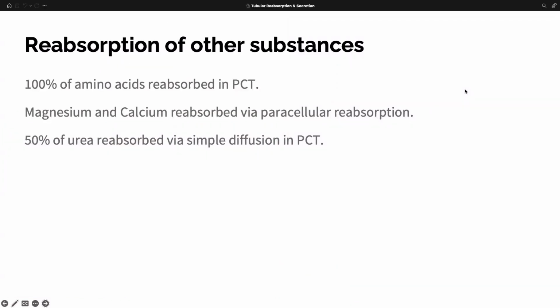Next, we'll talk about resorption of other substances like amino acids, magnesium, calcium, and urea. You should know that 100% of all amino acids are reabsorbed in the proximal convoluted tubule. And similarly, as we mentioned with glucose, 100% of them should be reabsorbed in the PCT. Magnesium and calcium, as I mentioned before as well, are reabsorbed via paracellular reabsorption, which is reabsorption between the cells. And about 50% of urea molecules are reabsorbed via simple diffusion in the PCT.